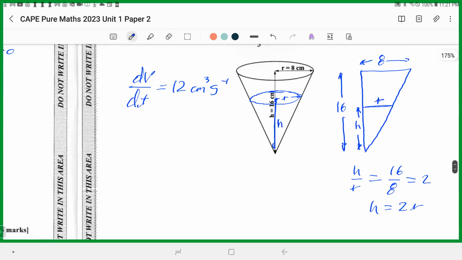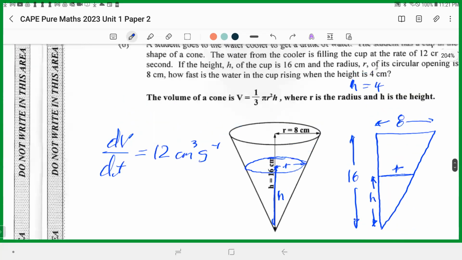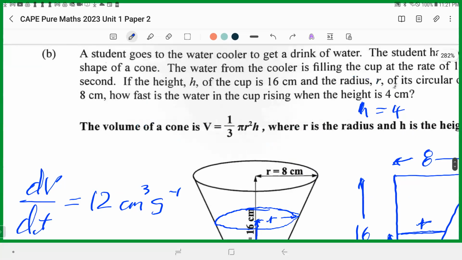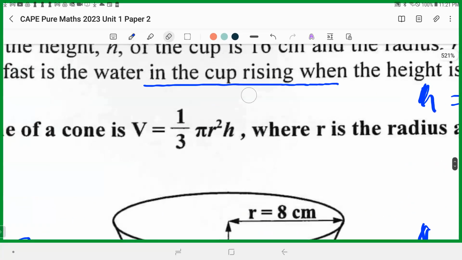All right, so we need an expression for the volume of the water, because what the question is asking us for is the rate of change of the height, dh. This is how fast the water is rising up the cup. This is asking us for dh by dt. That's what this is asking us. How fast is water rising in the cup? That is dh by dt.